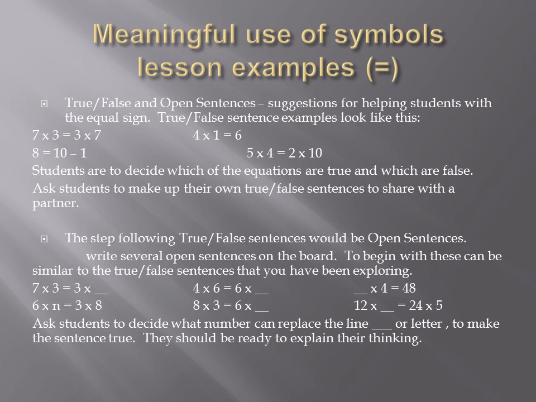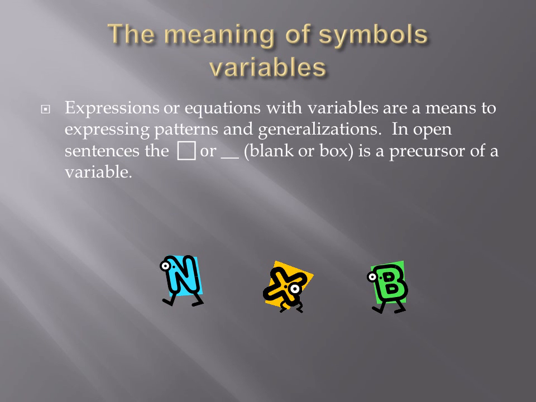After true-false sentences, you would use open sentences, and they look like this. 7 times 3 equals 3 times blank. 6 times n equals 3 times 8. Ask students to decide what number can replace the blank or the letter to make the sentence true. They should be ready to explain.